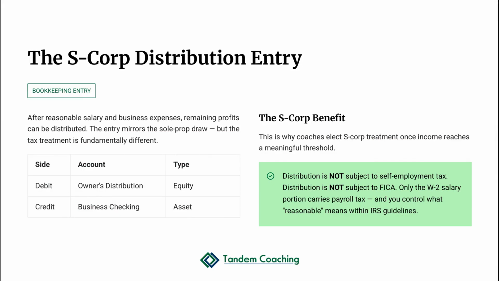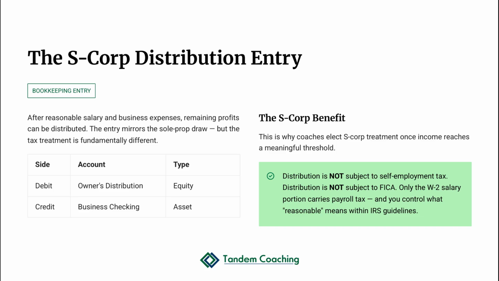After the reasonable salary and the business expenses, what's left of the profit can be distributed to you as an owner distribution, and the entry pattern for distributions is the same shape as the draw entry, but uses a different equity account. Debit owner's distribution, credit business checking.